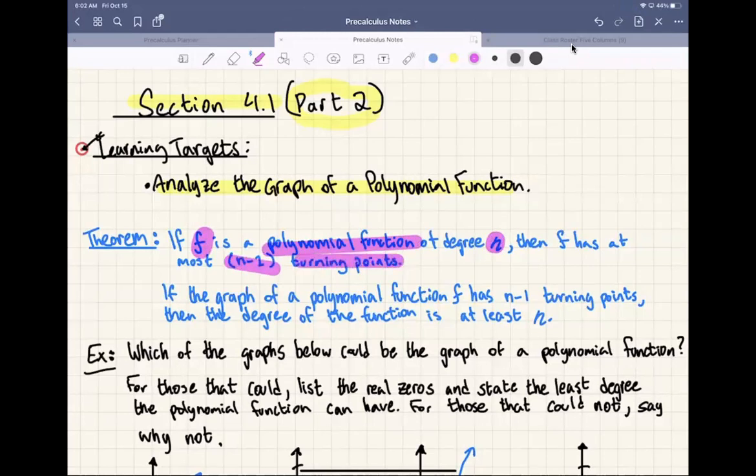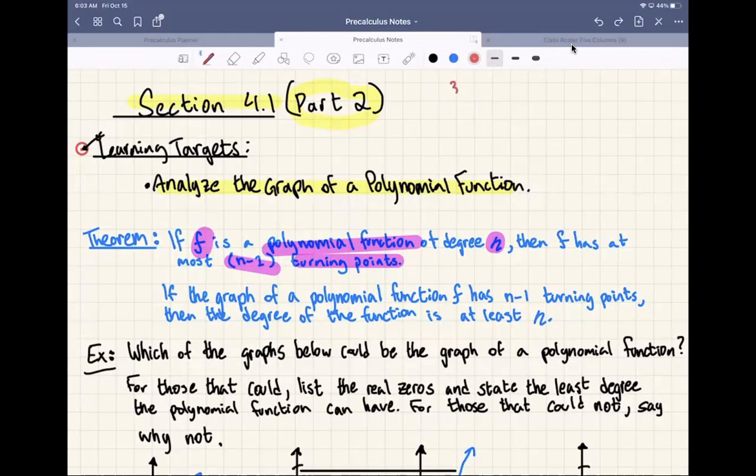What's a turning point? Let's say our graph is a cubic. That means it has two turning points at most. So it can turn here and here. That's all it means. So basically, if your degree is 4, you're going to have 3 turns: 1, 2, 3. What are turning points? They're basically local maximums and minimums.